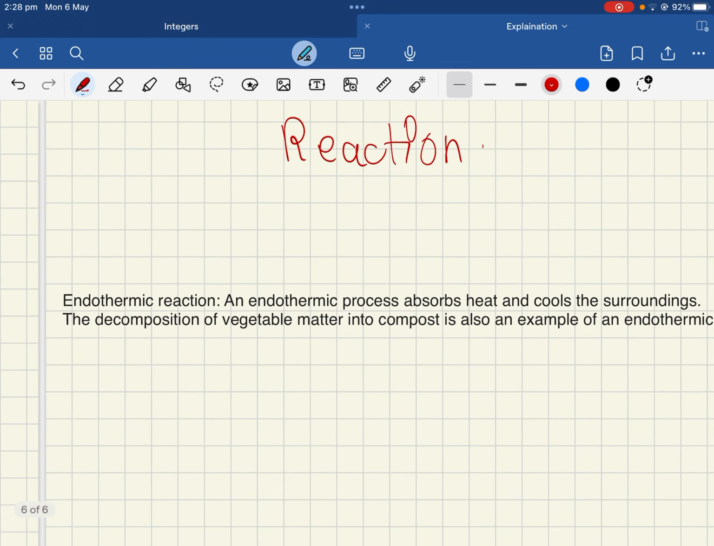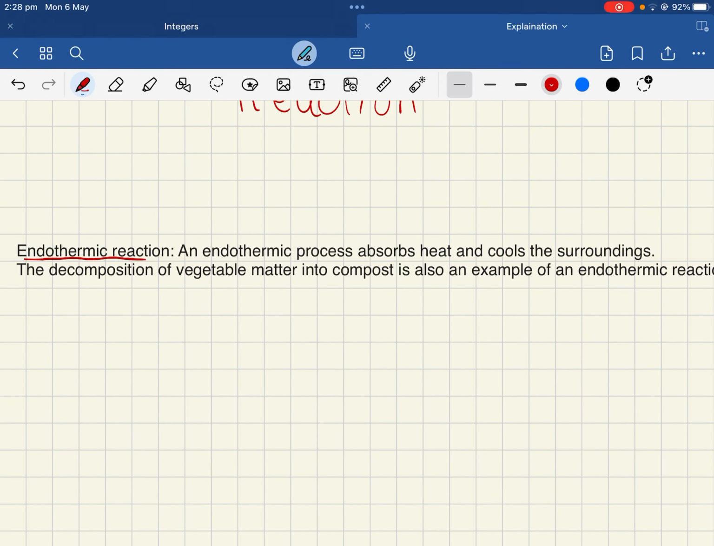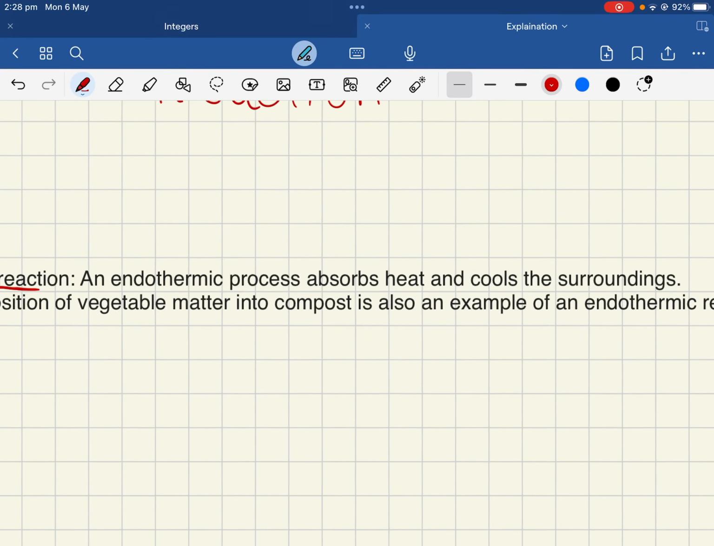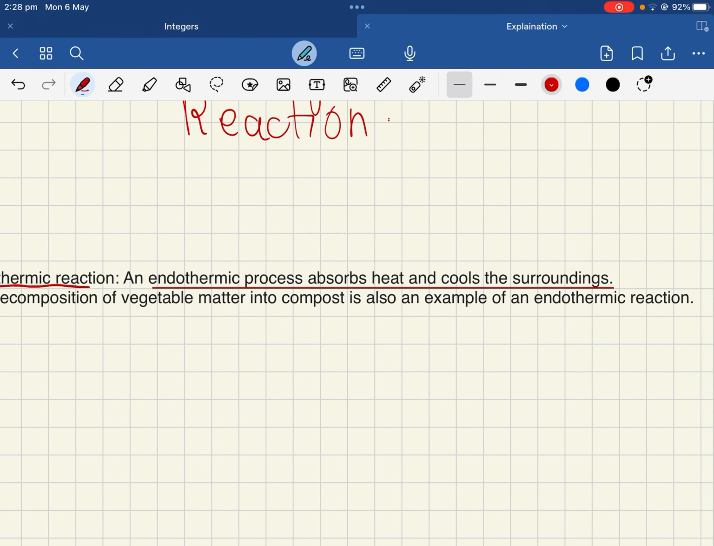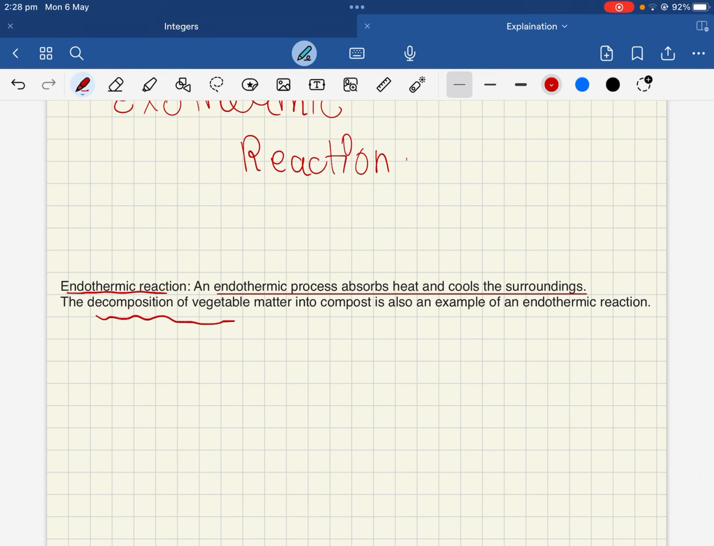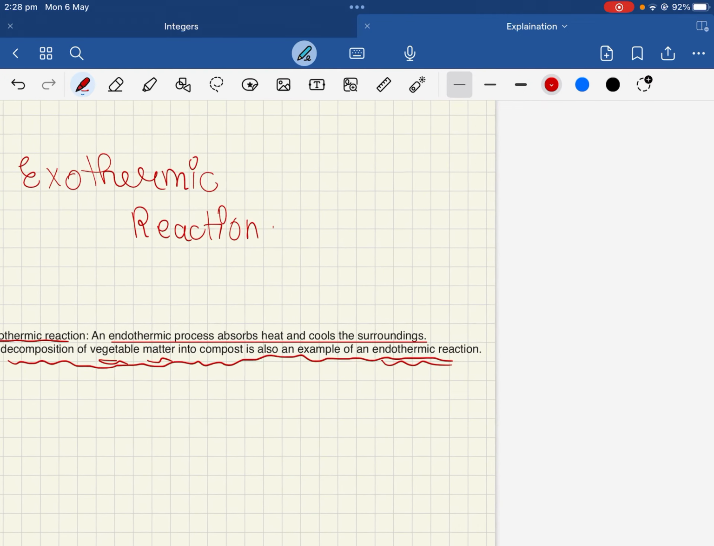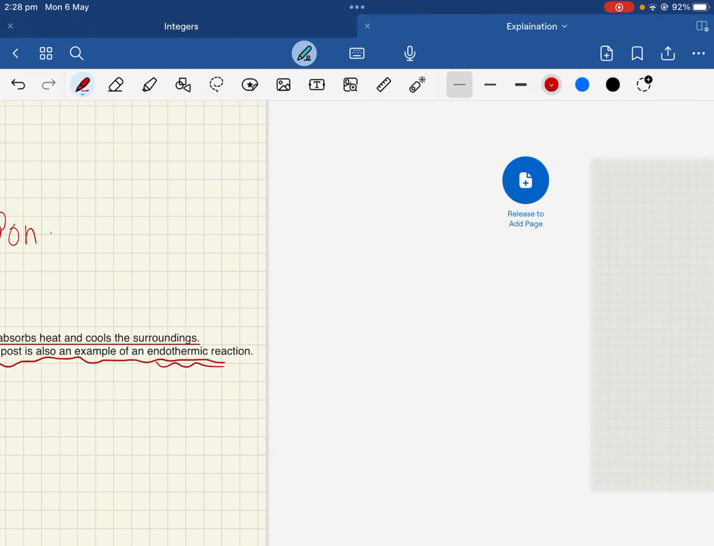of water. Next, we have an endothermic reaction. Now, what is an endothermic reaction? It is the opposite of the exothermic reaction. An endothermic process absorbs heat and cools the surroundings. The decomposition of vegetable matter into compost, it absorbs heat, and this is an example of endothermic reaction.